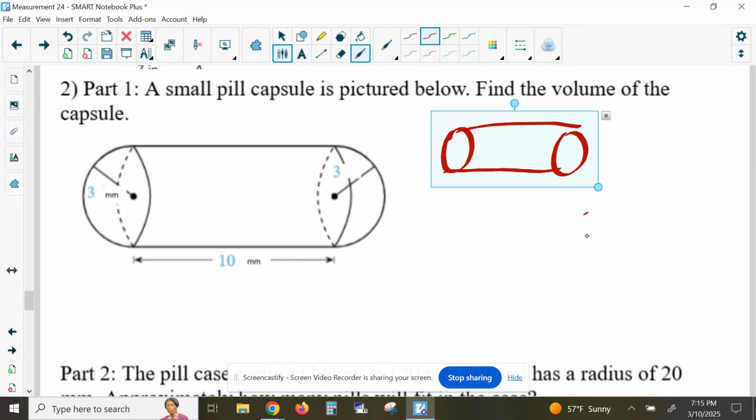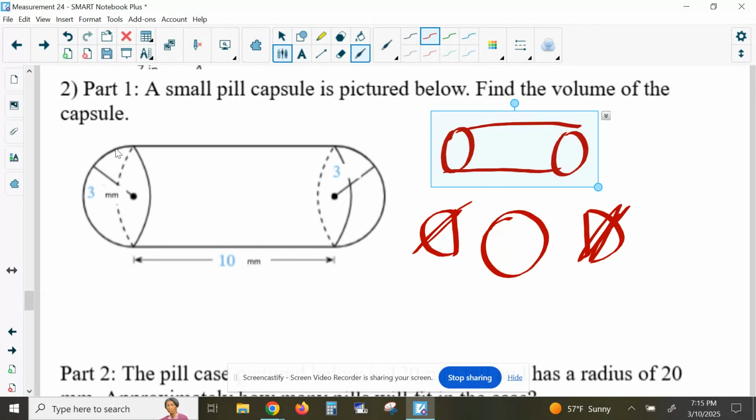And then we actually have a half of a sphere on one side and a half a sphere on the other side. So we actually end up having one whole sphere, right? When we put those two halves together, we have a whole one. So let's see, what do we know? For the cylinder, we have the 10 going across the bottom. So the cylinder is 10 long.